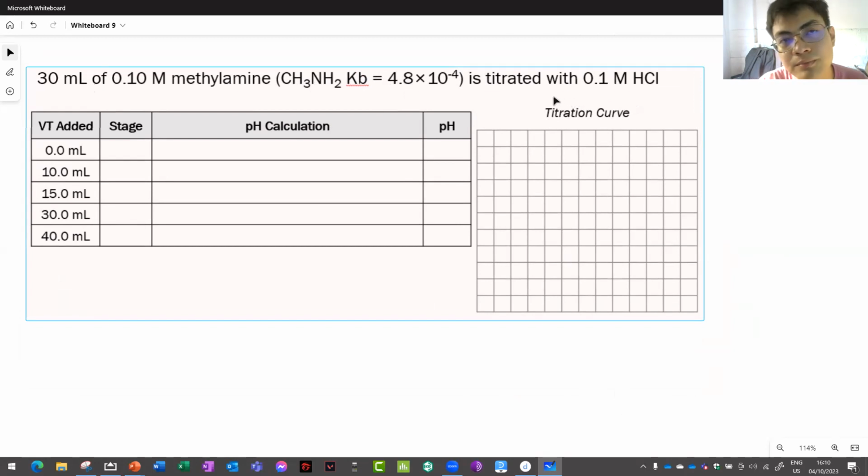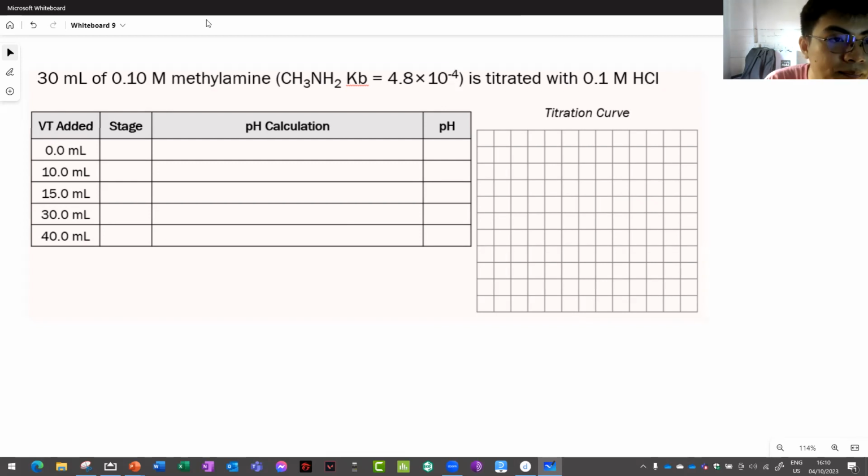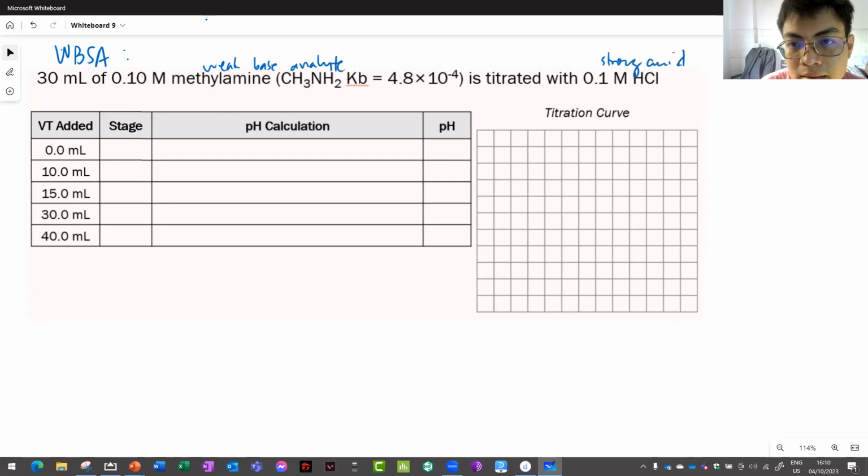Okay, this is organic chem. The amines, they are basic. Remember that in your organic chemistry? When amines, they are basic. So this is the base, this is an acid. So this is a weak base strong acid titration. So this is the weak base analyte. Then this is your strong acid titrant.